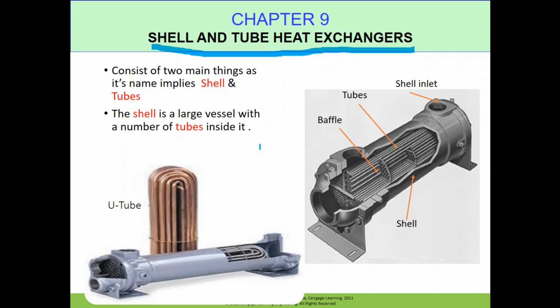So the shell and tube heat exchangers mainly consist of a big shell and a number of tubes. The tubes are accommodated in a big shell. So the shell is a large vessel and there are a number of tubes fitted in it. As you can see, this is the bundle of tubes and this is fitted inside the big shell. This is the shell. And here again, this is a big shell and there are many tubes inside the shell. That's why it is called shell and tube heat exchangers.